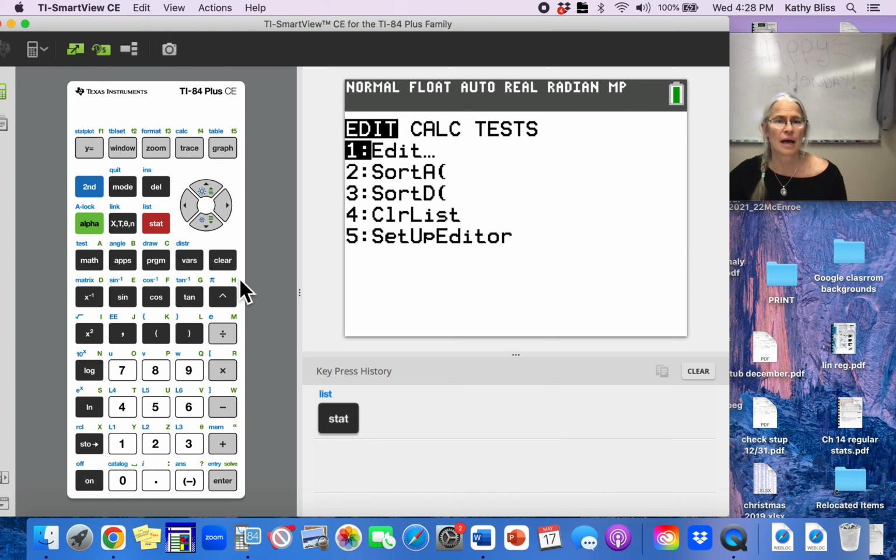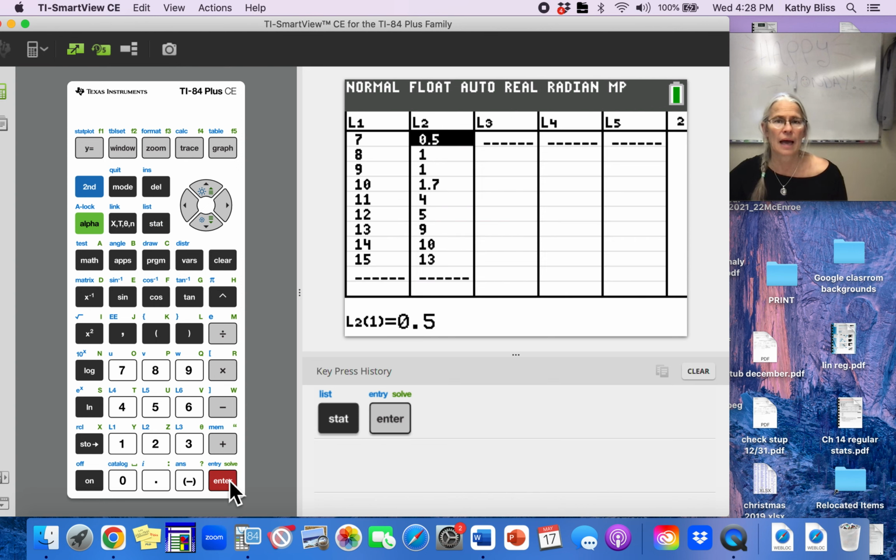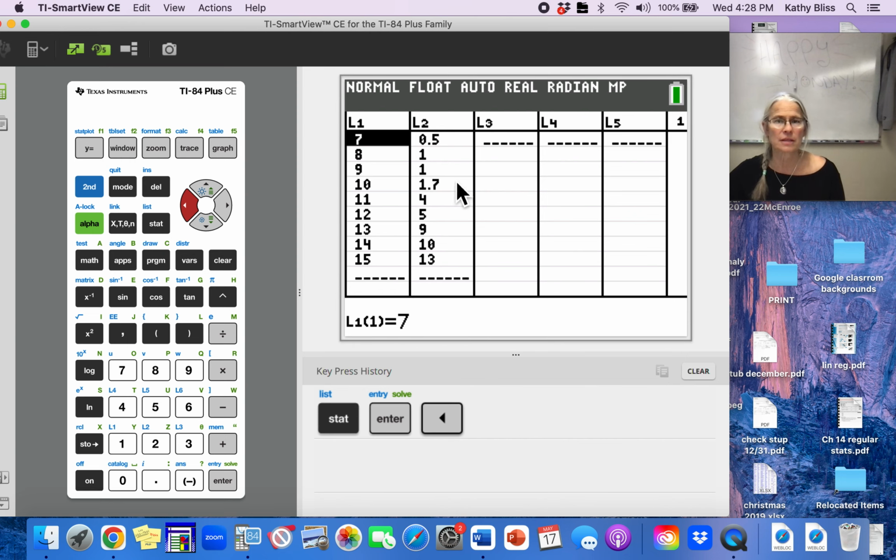And then I hit edit, and there's my data. And you just go over and you enter all the data in years after 2000 and then the units sold. So we're looking at iPhone sales during opening weekends, okay? And these are in millions of iPhones, okay? And so we've got the data in the calculator, and then we want to look at the data.